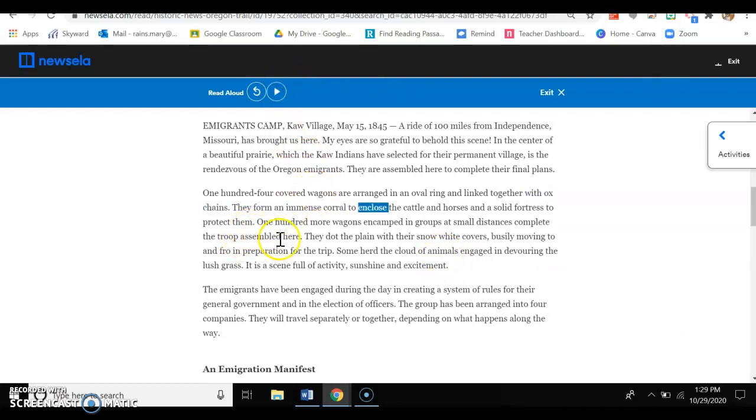So if I was actually reading through this and looking specifically for those tools that might have helped them, here's where I start seeing that there are tools they're listing. For example, they had 104 covered wagons. That's a tool that could help them.